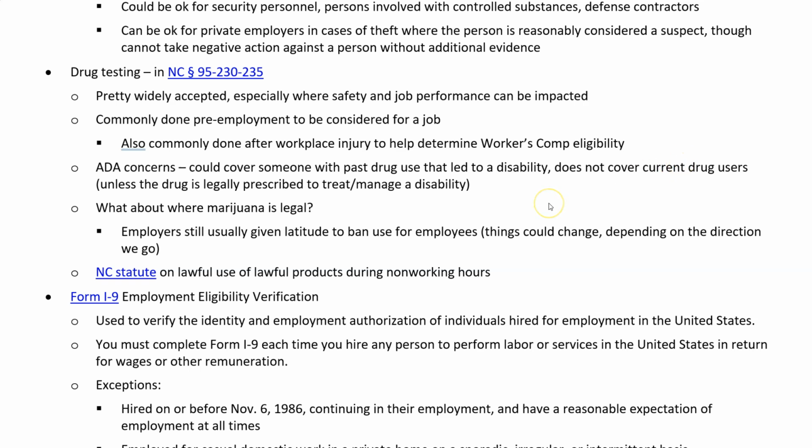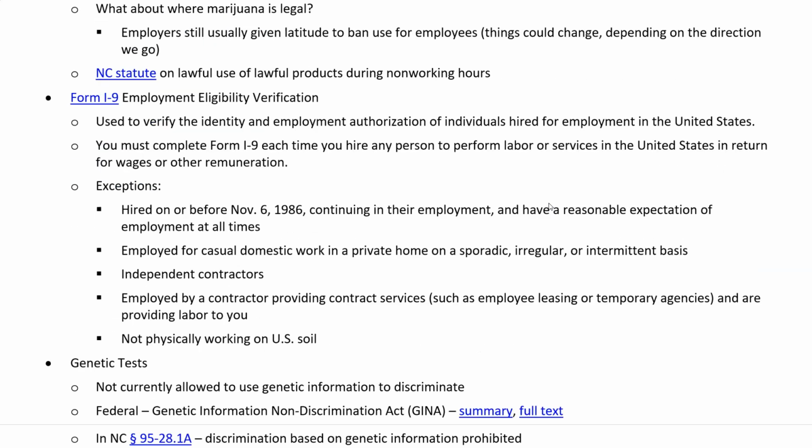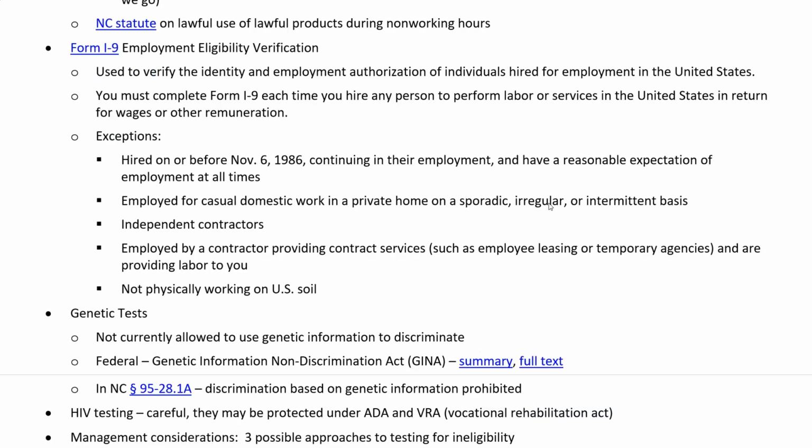That just means as long as you're paying somebody for a job, then you have to do this I-9 just to make sure they're eligible, either a citizen or they're otherwise eligible to work in the United States. Now, there's some exceptions. So people who are hired and have been continuously employed on or before 1986, okay. Casual domestic workers on a sporadic, irregular, or intermittent basis.